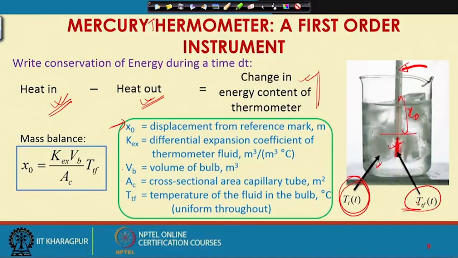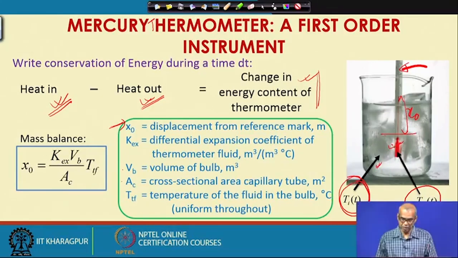Now, as I told you, the mercury in the bulb receives thermal energy and undergoes restricted thermal expansion. Because of that, a pressure is developed and the mercury moves up through this capillary. So, what moves up through this capillary, that amount of volume comes from the expansion of the mercury due to change in temperature. So, I can write down a mass balance equation.